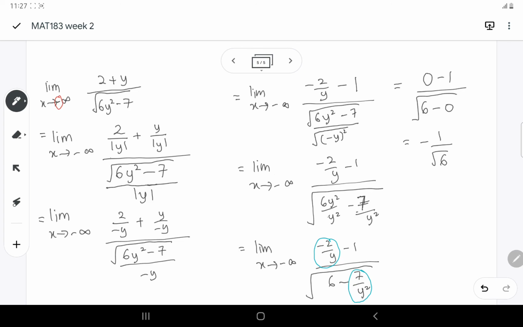So, itu sahaja example yang saya akan tunjuk untuk video kali ini, which is the subtopic for week 2. So you all boleh buat exercise yang saya akan bagi dekat Telegram group. Kalau saya terlupa, tolong bagi tahu eh. Dan exercise tu kita akan bincang dekat dalam tutorial class. Okay, exercise all the questions about limit at infinity. Okay, assalamualaikum warahmatullahi wabarakatuh.